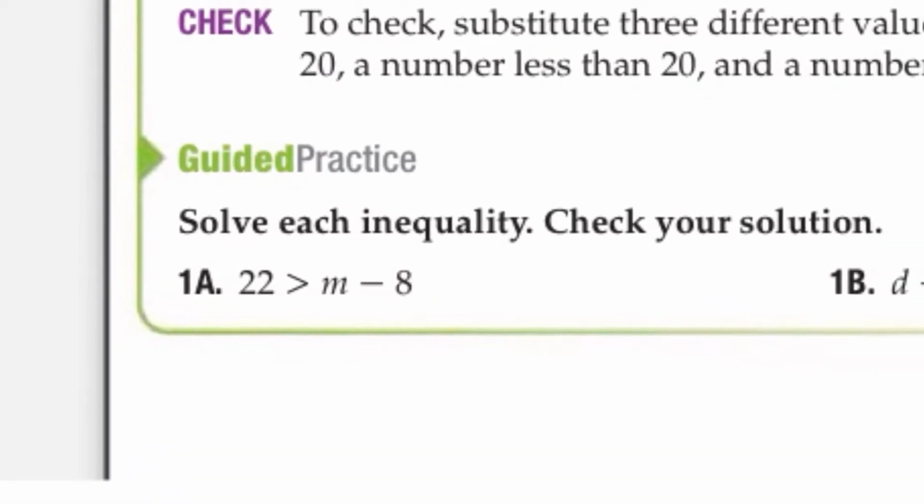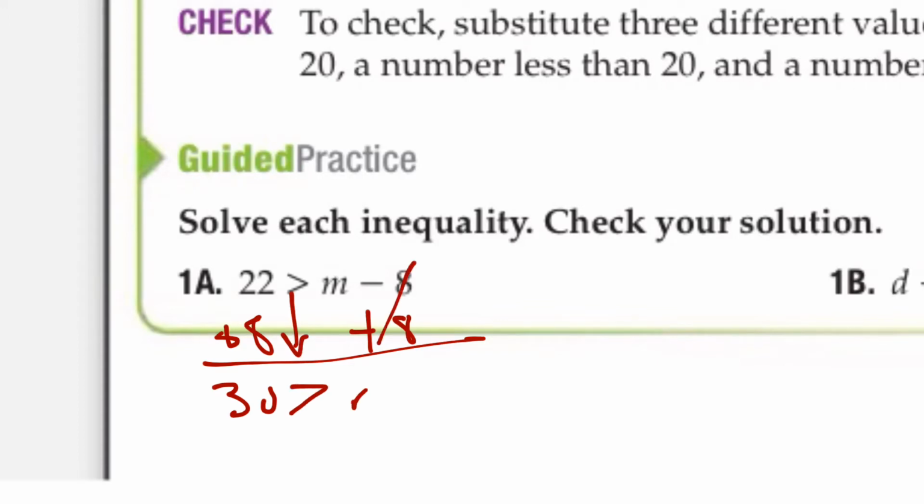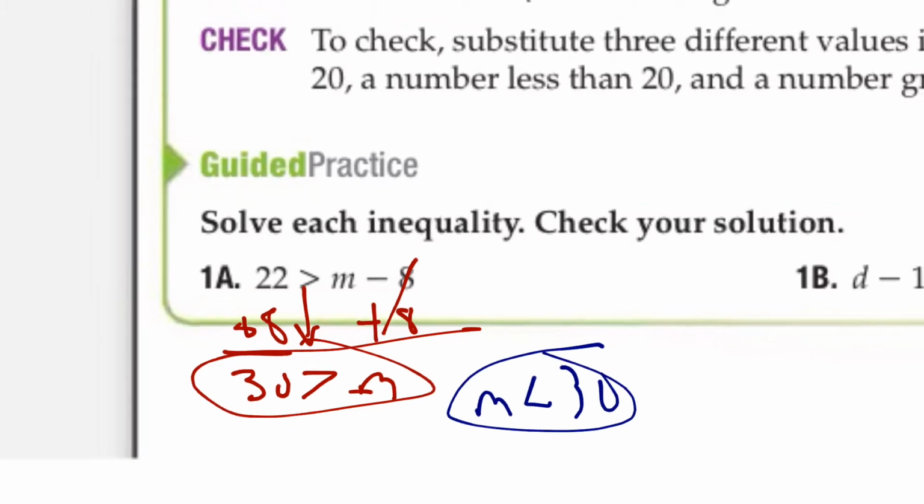So, here's 1a. I have 22 greater than. Again, it's just greater than, not equal to. Alright? So I'm going to add 8. Whatever I do to one side, I do to the other. 30 is greater than m, since the 8s cancel. Or I could say, if I read it backwards, m is less than 30. One or the other, it doesn't matter to me. If you want to write it properly, you could switch it.